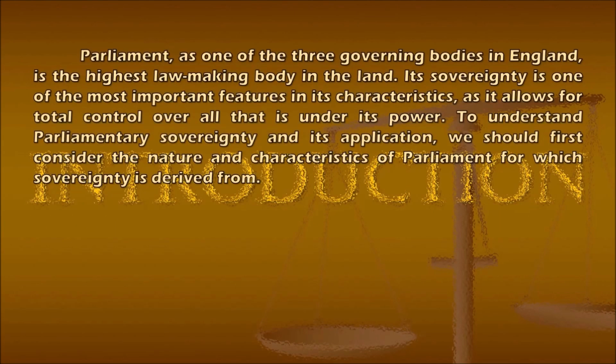Introduction. Parliament, as one of the 3 governing bodies in England, is the highest law-making body in the land. Its sovereignty is one of the most important features in its characteristics, as it allows for total control over all that is under its power. To understand parliamentary sovereignty and its application, we should first consider the nature and characteristics of Parliament for which sovereignty is derived from.